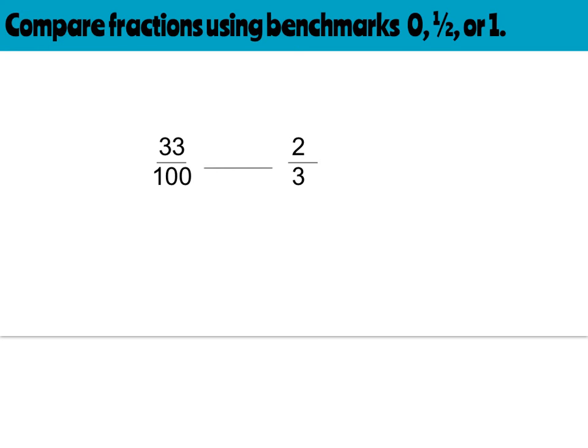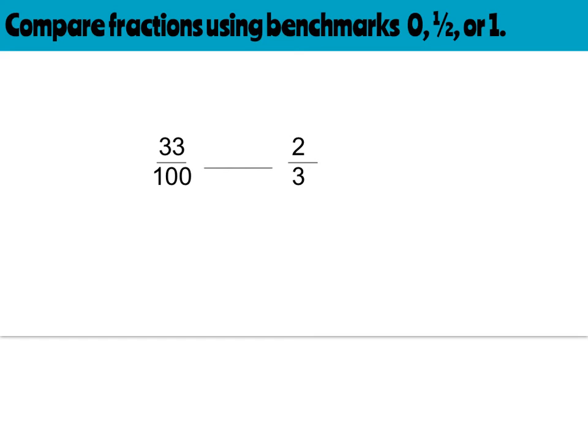Okay, here's the last problem that we're going to do. Compare fractions using benchmarks of 0, 1/2, or 1. I'd like you to try and reason this out and compare 33 hundredths to 0, 1/2, or 1, and 2/3 to 0, 1/2, or 1, and try to figure out which one is greater than or less than, or are they possibly equal. When you think you know what it is and could explain it with words or drawings or number sentences, press play again and see if our thinking matches up.